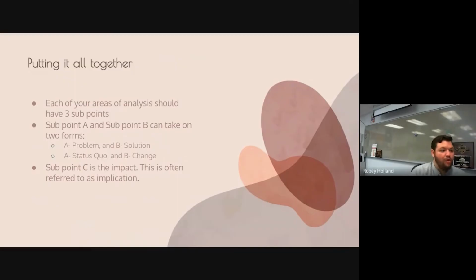So if we put all of this together, the takeaway here is that each of your areas of analysis in your Extemp speech should have three distinct subpoints. Subpoints A and B can basically take on two different forms. You can either go with problem and then the solution, or you can go with the status quo and the change. And either way, these are mechanisms that you're going to use to warrant the claim, which is your contention tagline, or rather your area of analysis tagline. And then finally, subpoint C is going to be the impact.